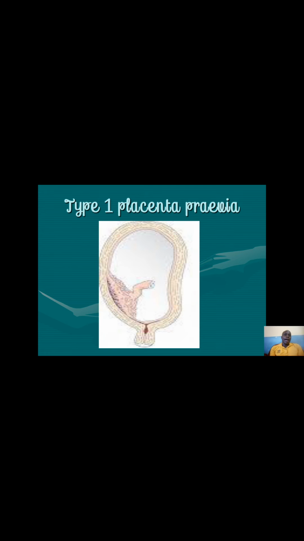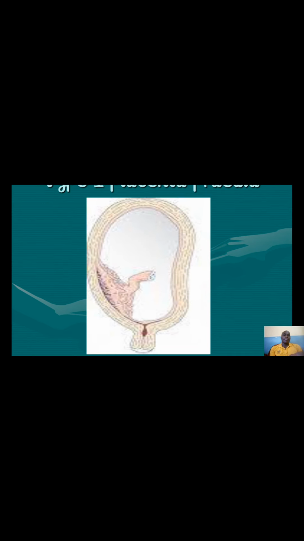Jinsi unavyoona pale kwenye picha hii, ndio picha ambayo inaelezea kwamba hii ni low lying or type 1 placenta previa. Tunavyoona hapa chini, hii placenta sasa imejipata katika sehemu ya chini ambayo ni right part, but unakuta ime attach au imegusa sehemu ya chini ya uterus. Hiyo ndio type 1 placenta previa au lateralis. Imeattach the lateral part of the uterine segment.